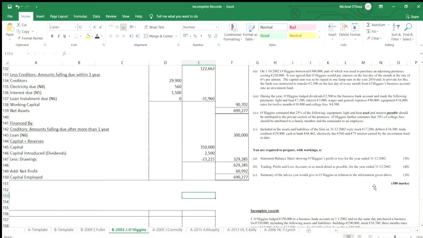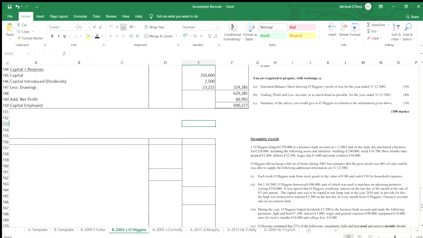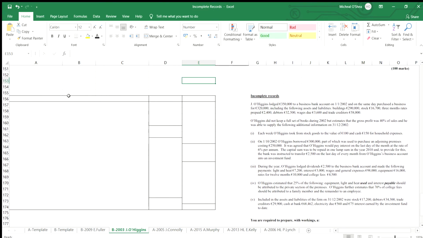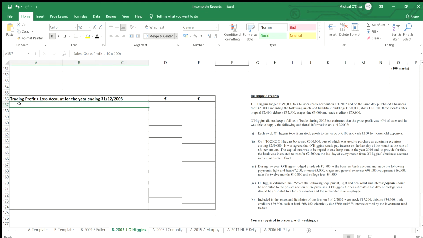And now, because I have my net profit, I can start looking at doing my trading profit and loss account. So for my trading profit and loss account, if we look here again, just to fill out the headings at the top, I'd normally start my trading profit and loss account with my sales. So sales would be normally where I'd start. But for this question, I put it in bold because it's something here that is quite important.